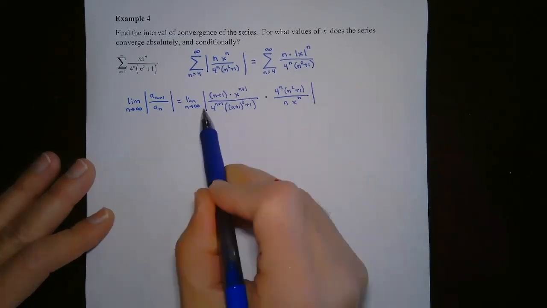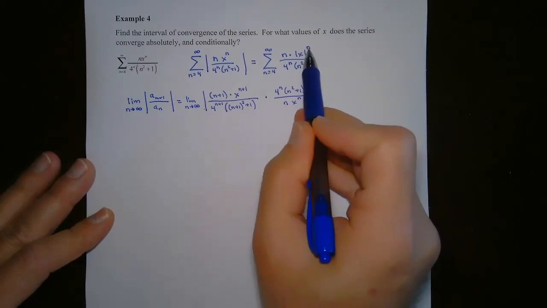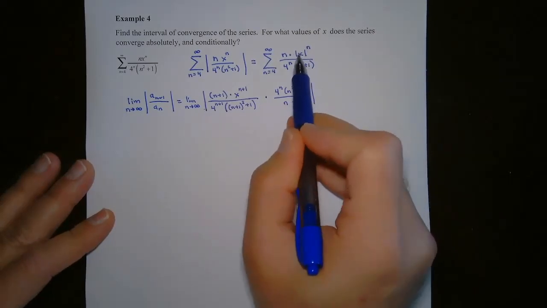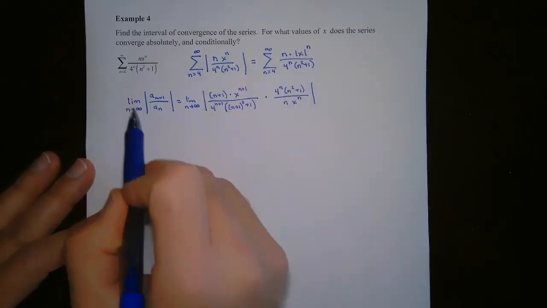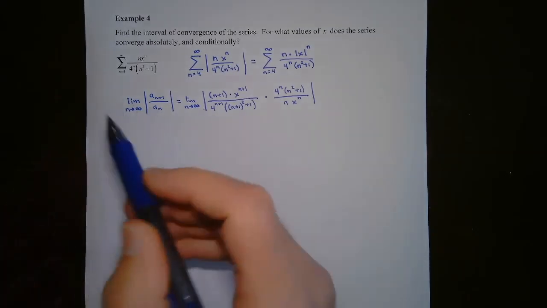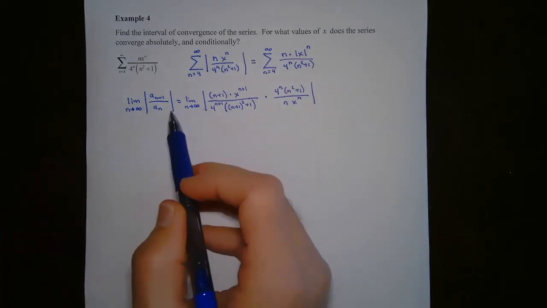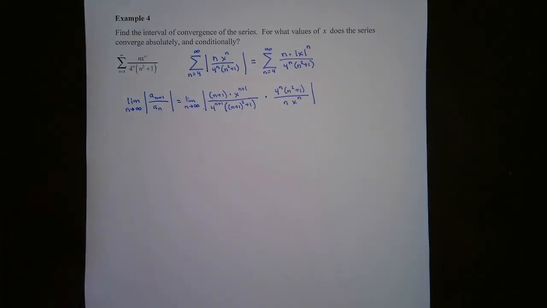This outside absolute value is taken care of when figuring this one out, so we don't have to use this one. We can go back to this because we're taking the absolute value of it. When you do the ratio test with the absolute value, you're actually checking for the absolute convergence of it. I wanted to point that out.